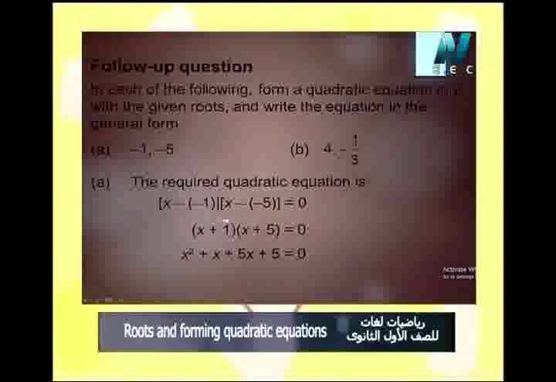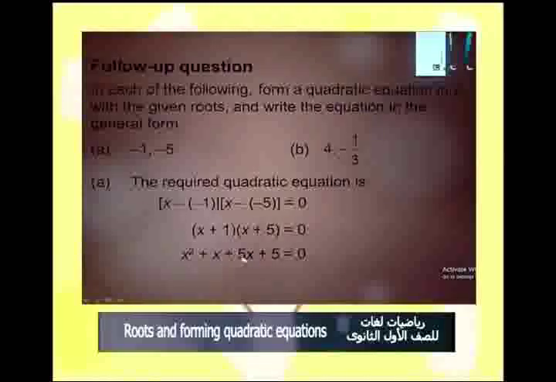Here, if we would like to expand it, we multiply x by x. The answer will be x power 2. And x multiplied by 5 equals 5x. Then we multiply 1 by x. The answer will be x. And 1 multiplied by 5 equals 5. And the answer equals 0.